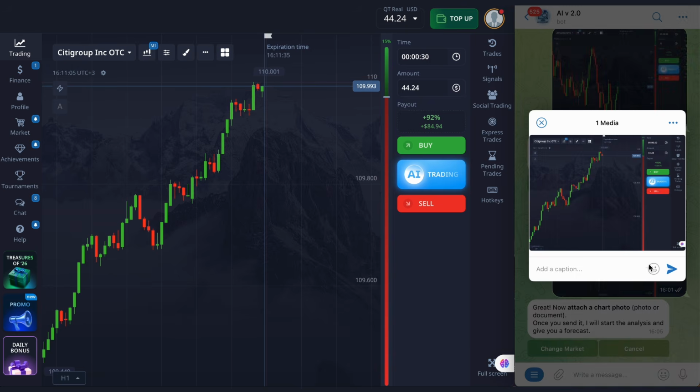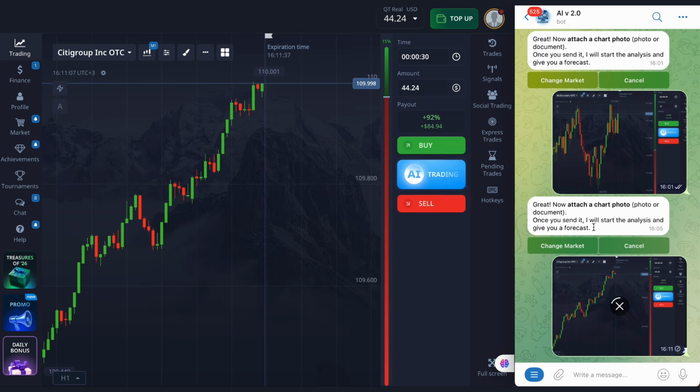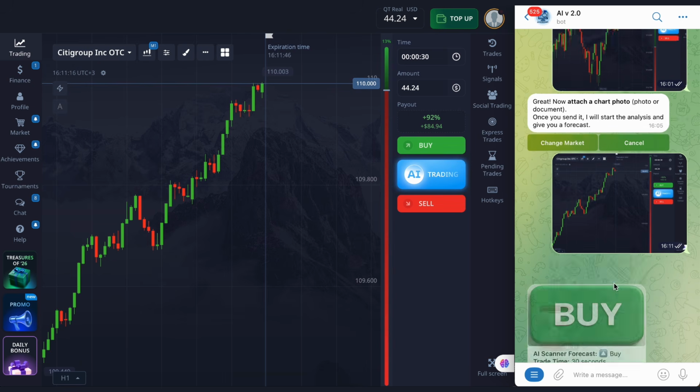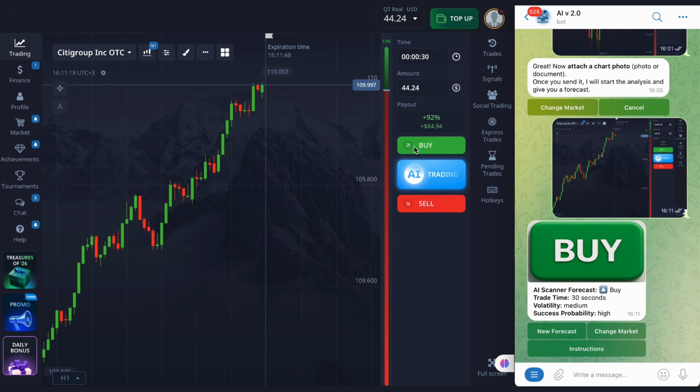Attaching my screenshot to my AI screener. As you can see, once you send it, it's gonna start the analysis and give you a focus. This is gonna be a win, we're about to find out. It's analyzing the chart, building strategies, and studying candlesticks. Is this gonna be a buy? All right, ladies and gentlemen, it's a 30 seconds buy.